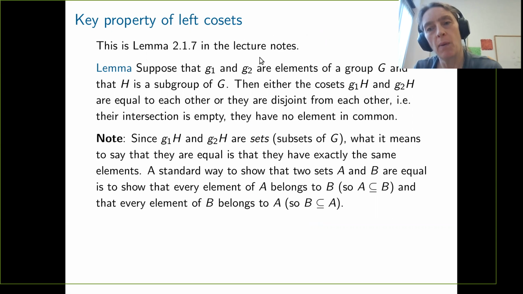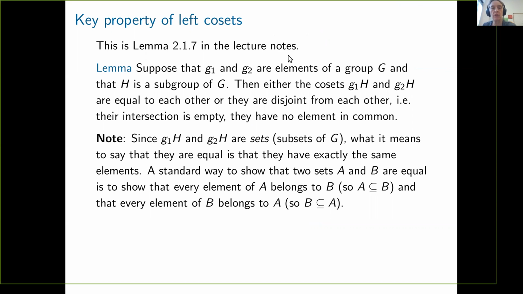So what we need to prove is this statement, which is lemma 2.1.7 in the lecture notes, and I really encourage you to study section 2.1 of the lecture notes carefully. That's really the authoritative document for us on this topic, rather than these slides, which are an abridged version. So what the lemma says is that if we're in the situation of Lagrange's theorem, so we have a group G, we've got a subgroup H of G, and we've got a pair of elements of G in mind, G1 and G2.